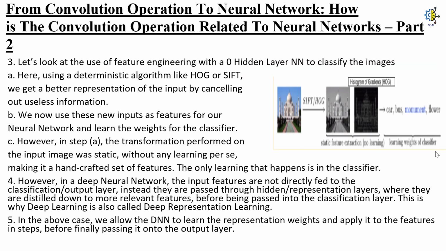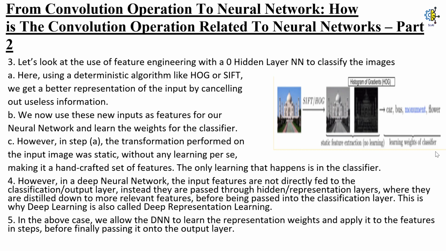Here, using a deterministic algorithm like HOG or SIFT, we get a better representation of the input by cancelling out useless information. We now use these new inputs as features for our neural network and learn the weights for the classifier. However, in step A, the transformation performed on the input image was static, without any learning, making it a handcrafted set of features. The only learning that happens is in the classifier.